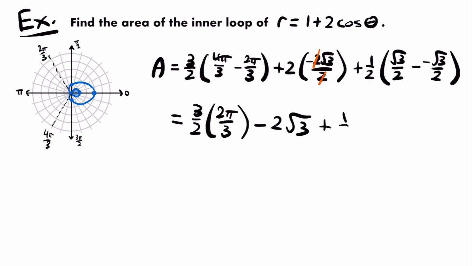And then we'll add this to 1/2 times this quantity, where we have the square root of 3 divided by 2 minus the negative square root of 3 divided by 2. These two negatives will cancel out, so we'll have the square root of 3 divided by 2 plus the square root of 3 divided by 2. So that will give us 2 square roots of 3 divided by 2.